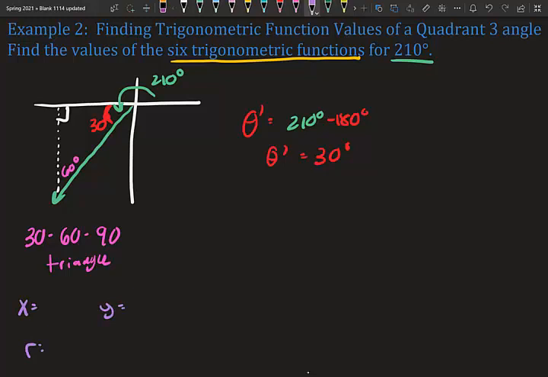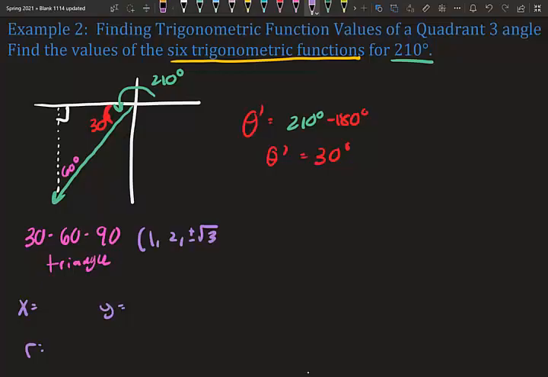This goes back to 2.1. Look at your 2.1 notes. We have a 30, 60, 90 on there. You have to remember what a 30, 60, 90 is, but it's easy to remember. A 30, 60, 90 is always 1, 2, square root of 3. Your x can be positive or negative, and your y can be positive or negative. So your x is always the square root of 3, either positive or negative.